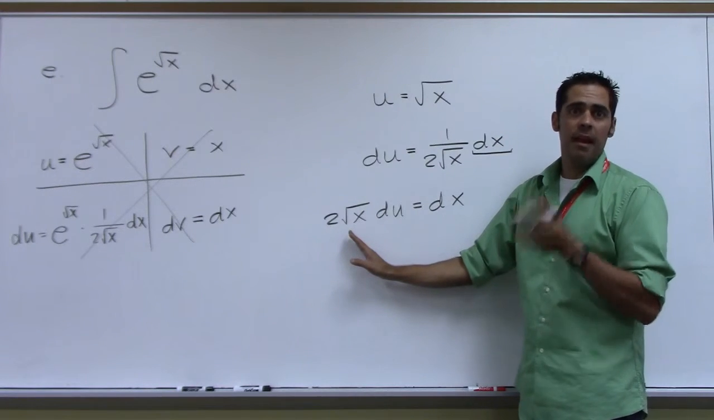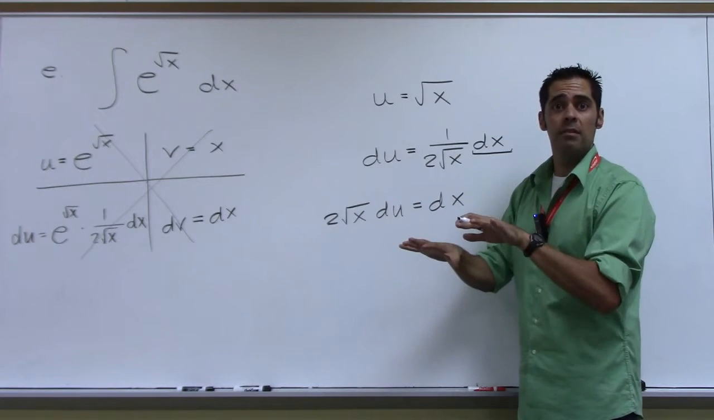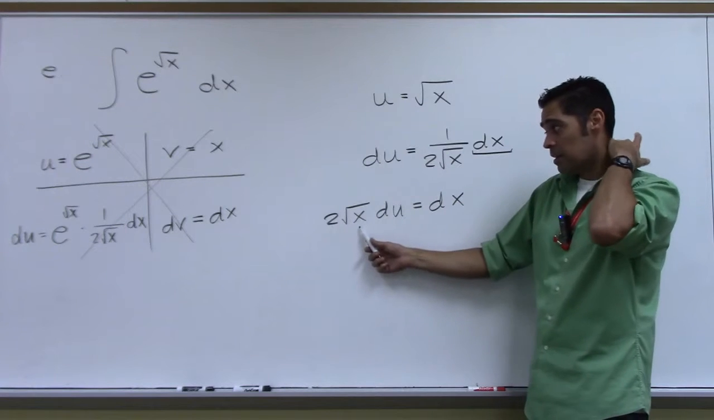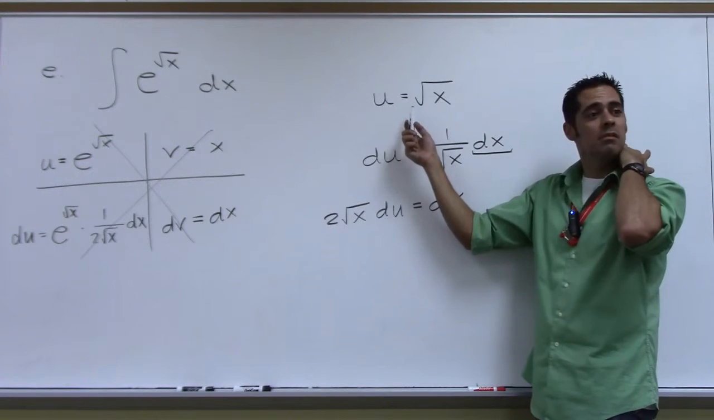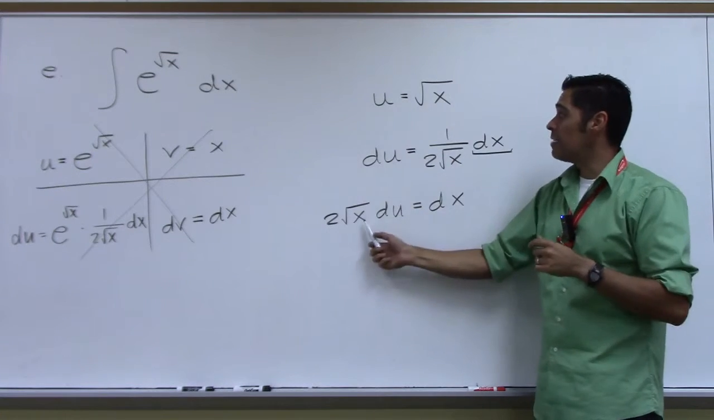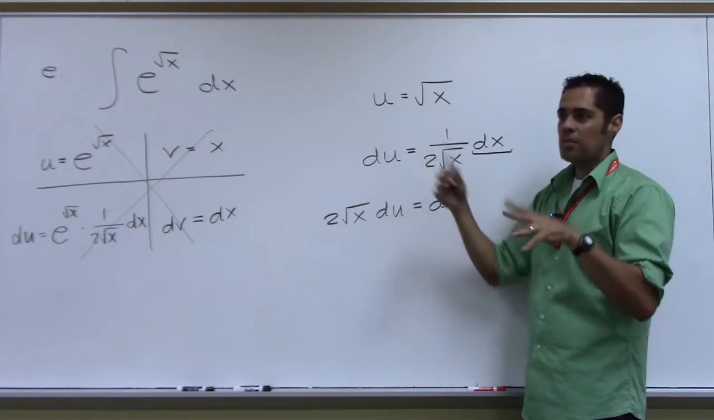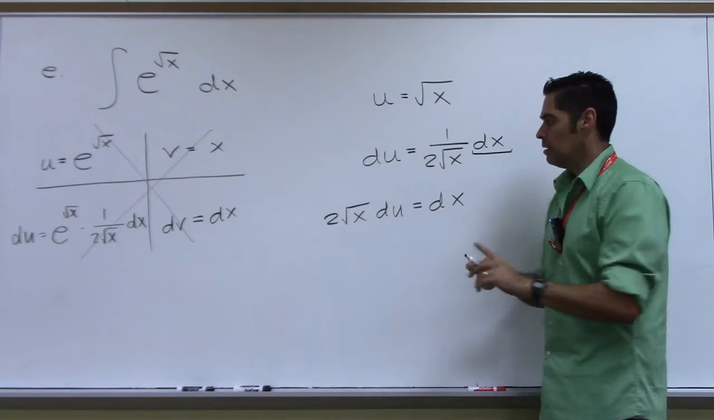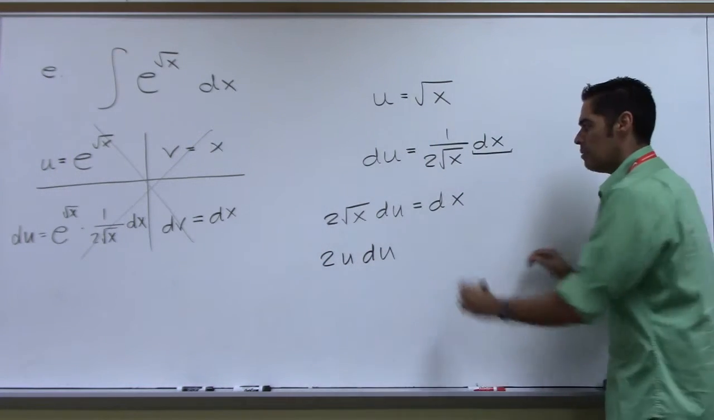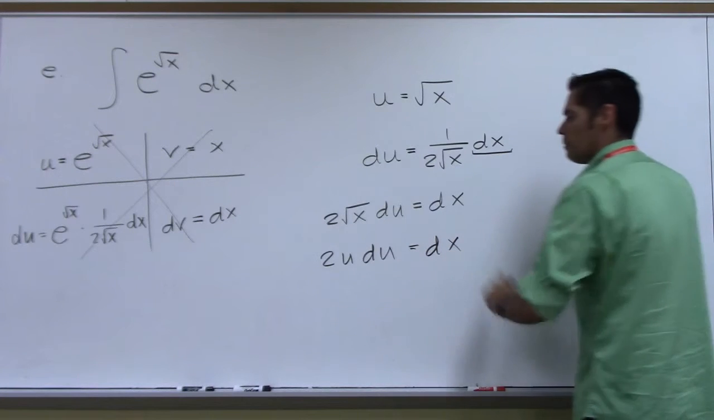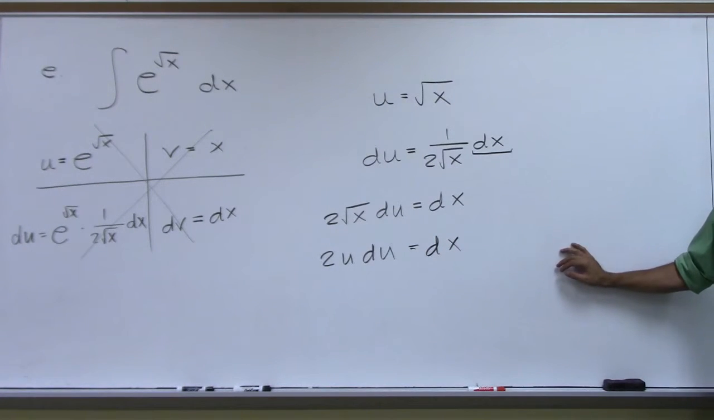I'm going to replace dx in this problem with stuff with u's and x's. Yeah? And that we've said we want to avoid. But does anyone see what I can do with root x? What is root x? It's u. No, root x is just u. Just coincidentally, isn't it? So isn't this just 2u du? Isn't that what that is? Isn't that all it is? 2u du?